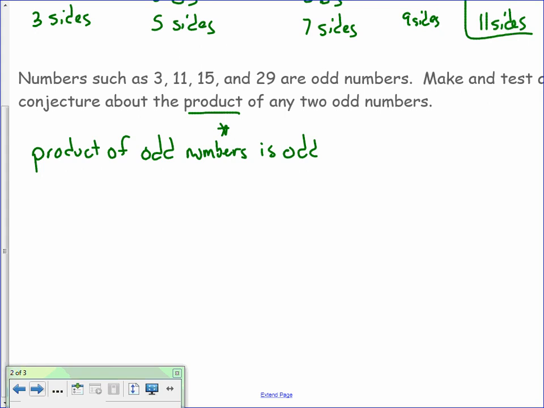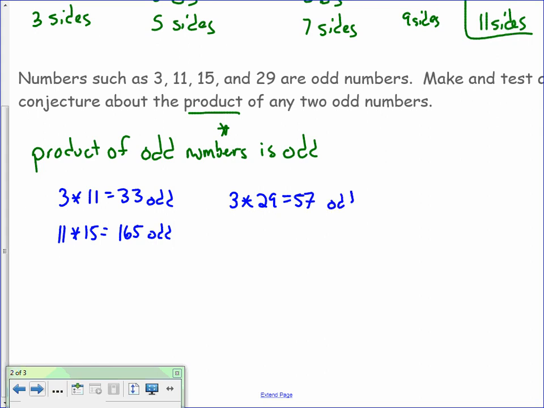To test it, we're going to try a few. So 3 times 11 equals 33. 33 is an odd number, so that one works. 11 times 15, 165. Also an odd number, that one works. 3 times 29, 57. Also an odd number. We'll try one more for good measure. 15 times 29 is 435. Also an odd number. Our conjecture seems to work.